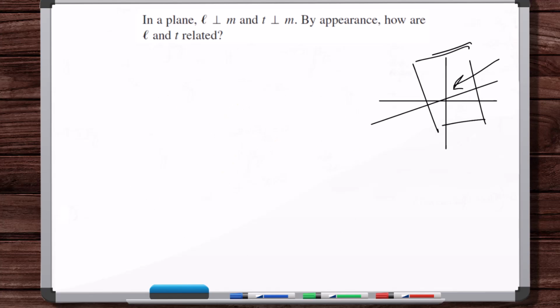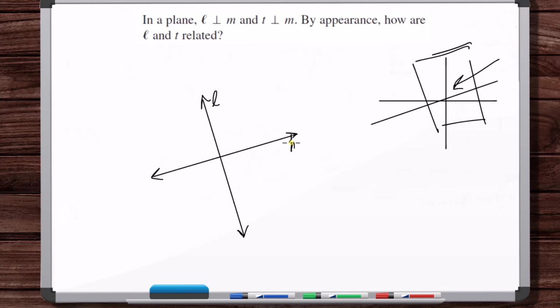Okay, so it's saying that L is perpendicular to M, and I want to draw this in just some, remember, perpendicular doesn't mean you have to be going left to right and up and down. Okay, so let's see.